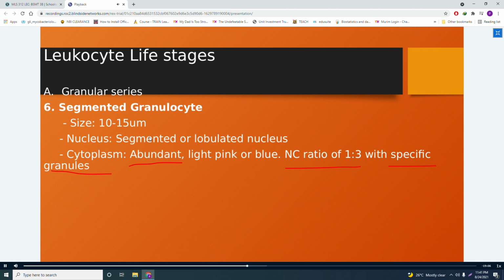The life stage of your granulocytic series that has 2 to 5 nucleoli. That's the answer, class. Very good. It's your yellow.